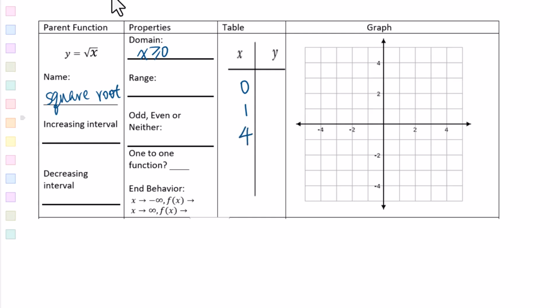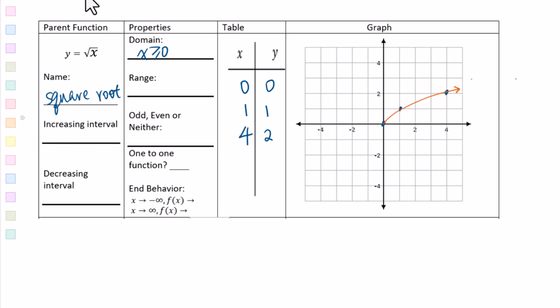We will use 4. Square root of 0 is 0. Square root of 1 is 1. Square root of 4 is 2. Let's plot these 3 points: (0, 0), (1, 1), (4, 2). Then connect these 3 points smoothly.